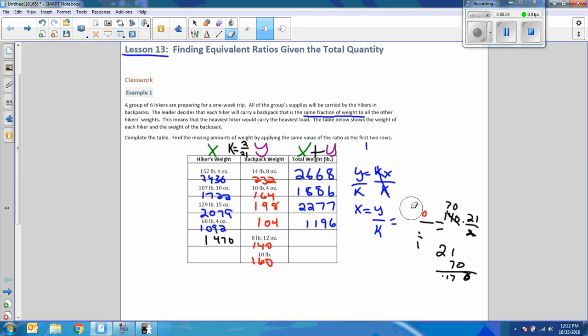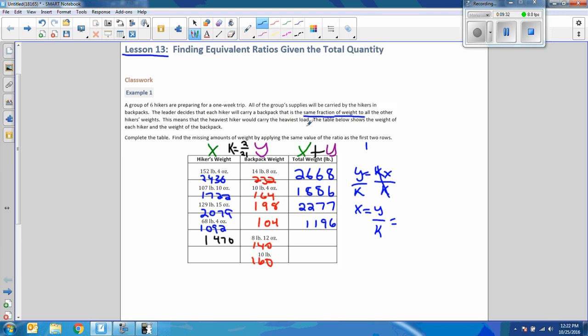So we're using this equation again. We're going to take y, 160, divided by k, which is 2 over 21, which is equivalent to 160 times the reciprocal of our denominator. And the 2 will cancel the 160 and make that 80. So I want 21 times 80, which is 1,680.